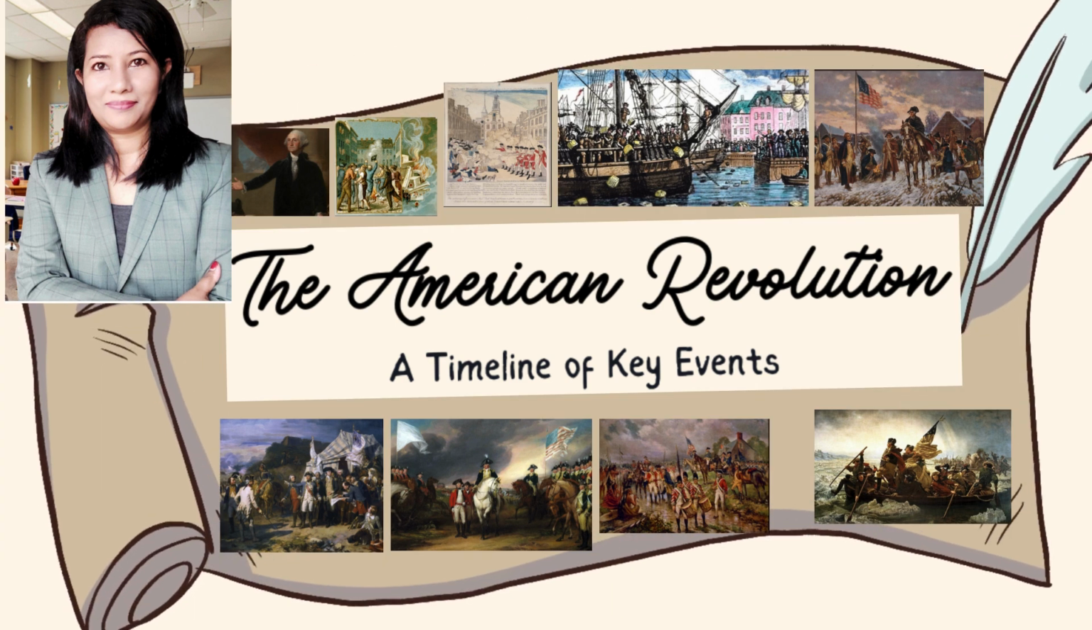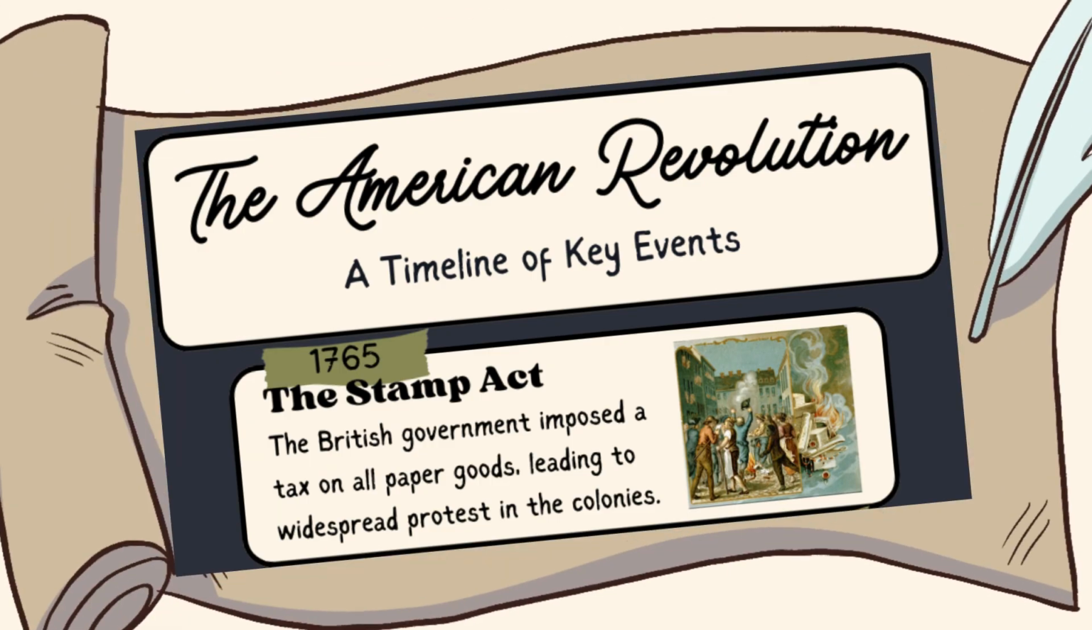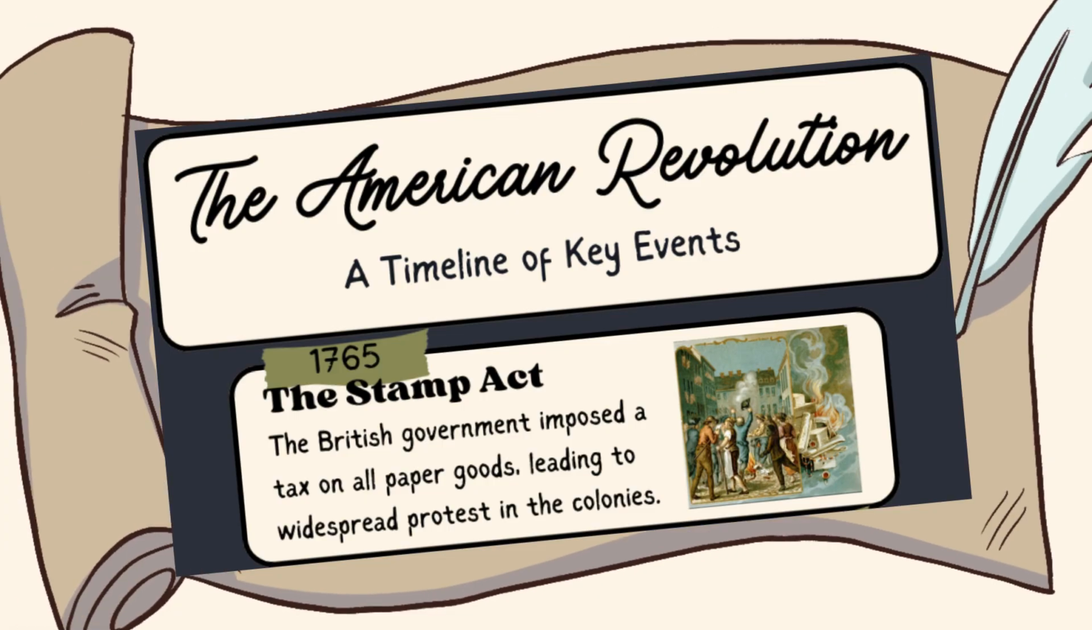The American Revolution, a timeline of key events. Number one, that is the Stamp Act. 1765, the British government imposed a tax on all paper goods, leading to widespread protest in the colonies.